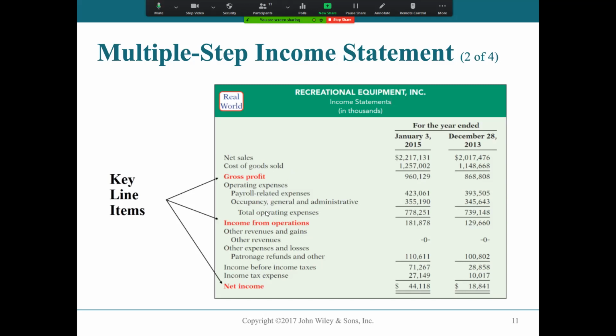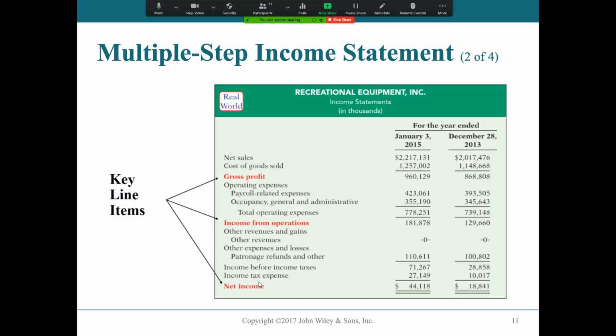Then our operating expenses. So our gross profit minus our operating expenses will give us what's called income from operations, or sometimes they call it operating income. Then other revenues and other expenses. These are non-operating revenues and expenses. They could be things like if we sold off a piece of property and made some money on it, or sold off some investments, they would go here because they're revenues, but they're not part of our regular day-to-day business operating revenues. Okay.